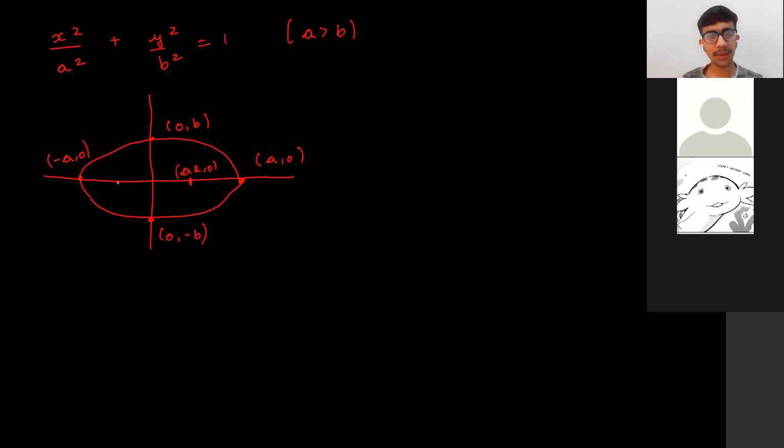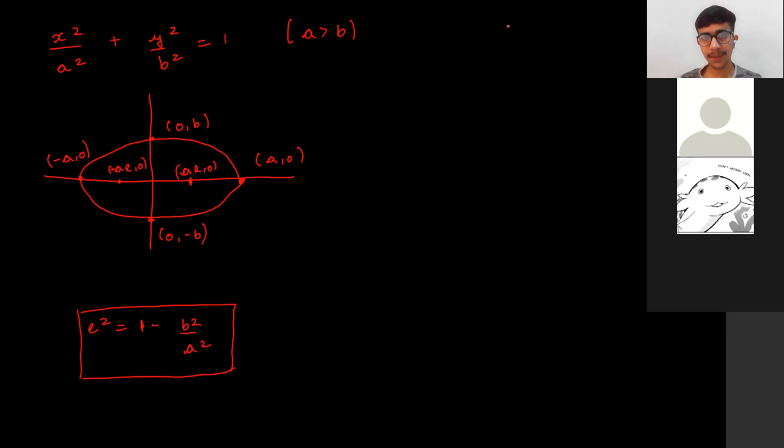Okay, do you guys know about eccentricity? No, sir. So eccentricity is e square is equal to 1 minus b square by a square for an ellipse. Eccentricity is less than 1.